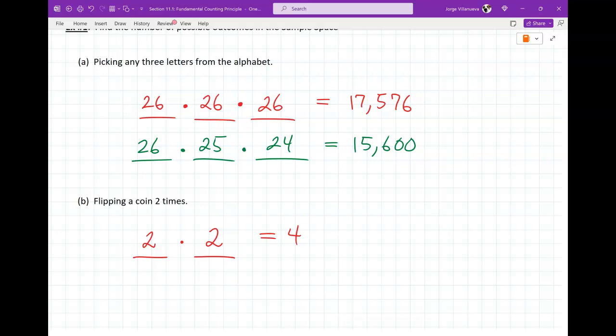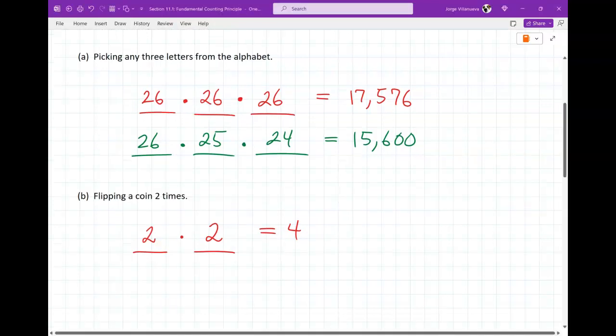Are we okay so far with part A and part B? All right, so moving on.